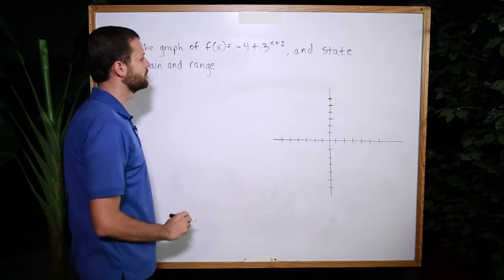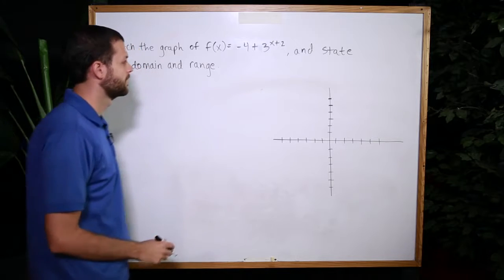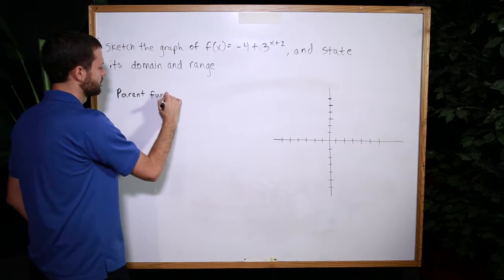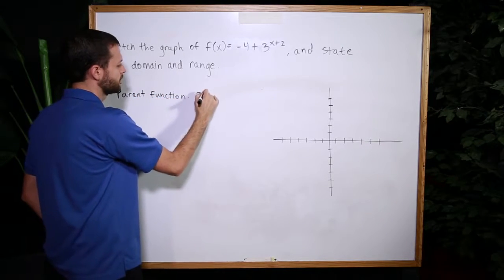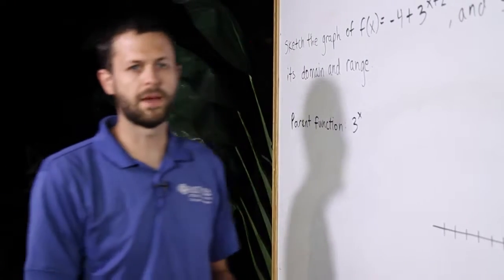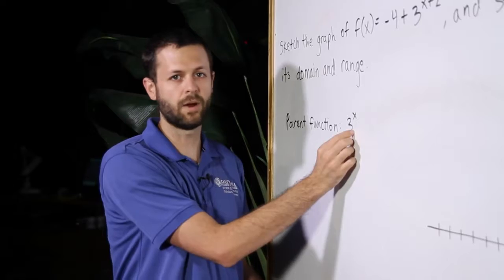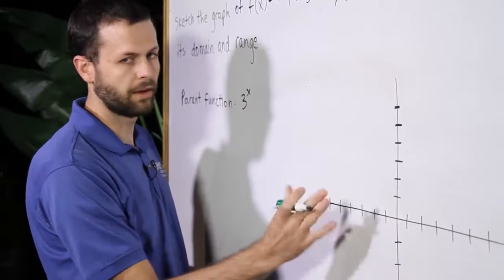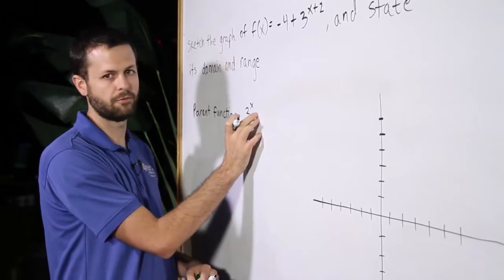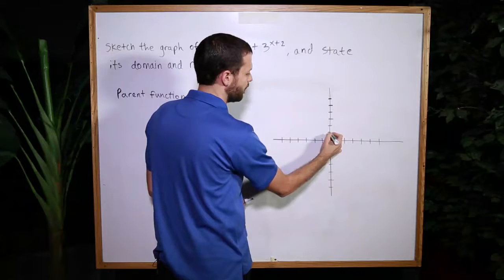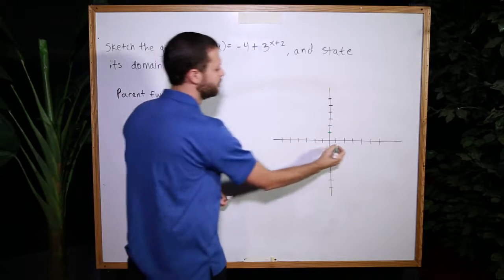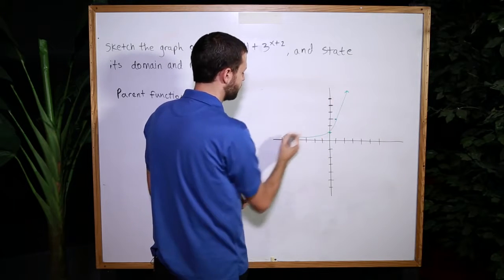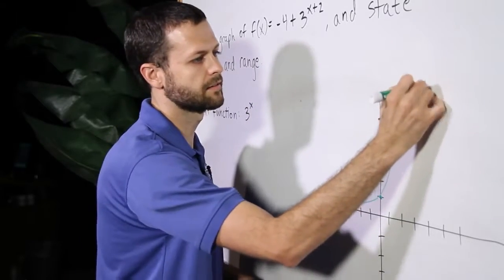To do this, what we're going to do is think of what's called the parent function. The parent function, in this case, is 3 to the x. 3 to the x is a basic exponential graph. Since the base is greater than 1, we know that it will be increasing as we go from left to right. So let's plot a couple of points that this one goes through. We know that 3 to the x goes through (0, 1), and we know that it also goes through (1, 3). We can fill in the rest of the picture with a rough graph like this. So this is 3 to the x.